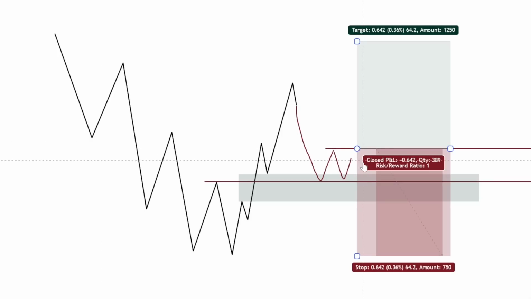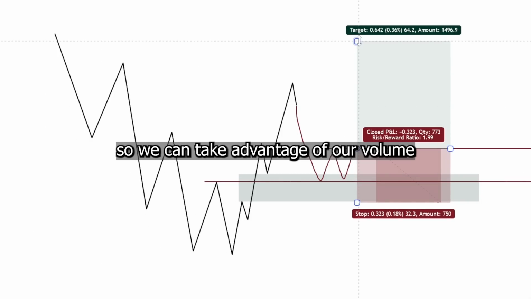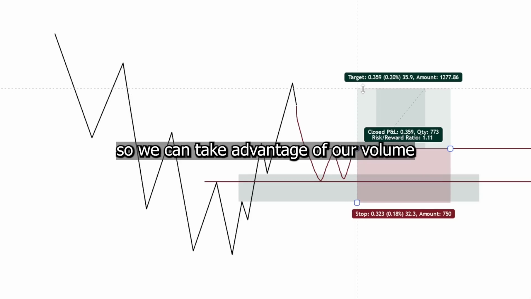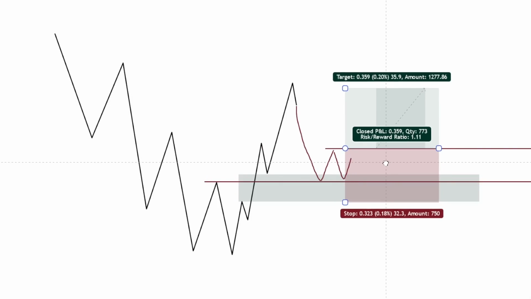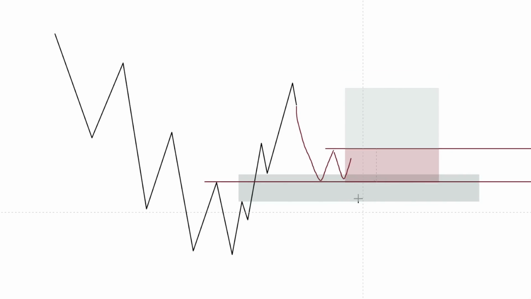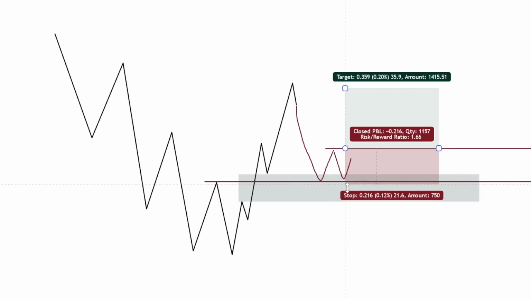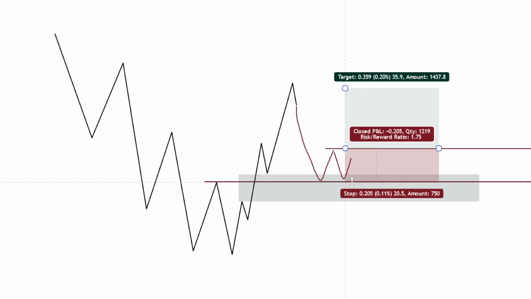And what the confirmation helps us with is we can piggyback off the volume. So we can take advantage of the volume that we get instantly from this level by using a continuation entry, and we can shrink our stop loss. So we can make our stop loss a lot smaller than it would be initially. So our stop loss would be right here if we're trading without a confirmation, and by trading with a confirmation, our stop loss would now be right here.